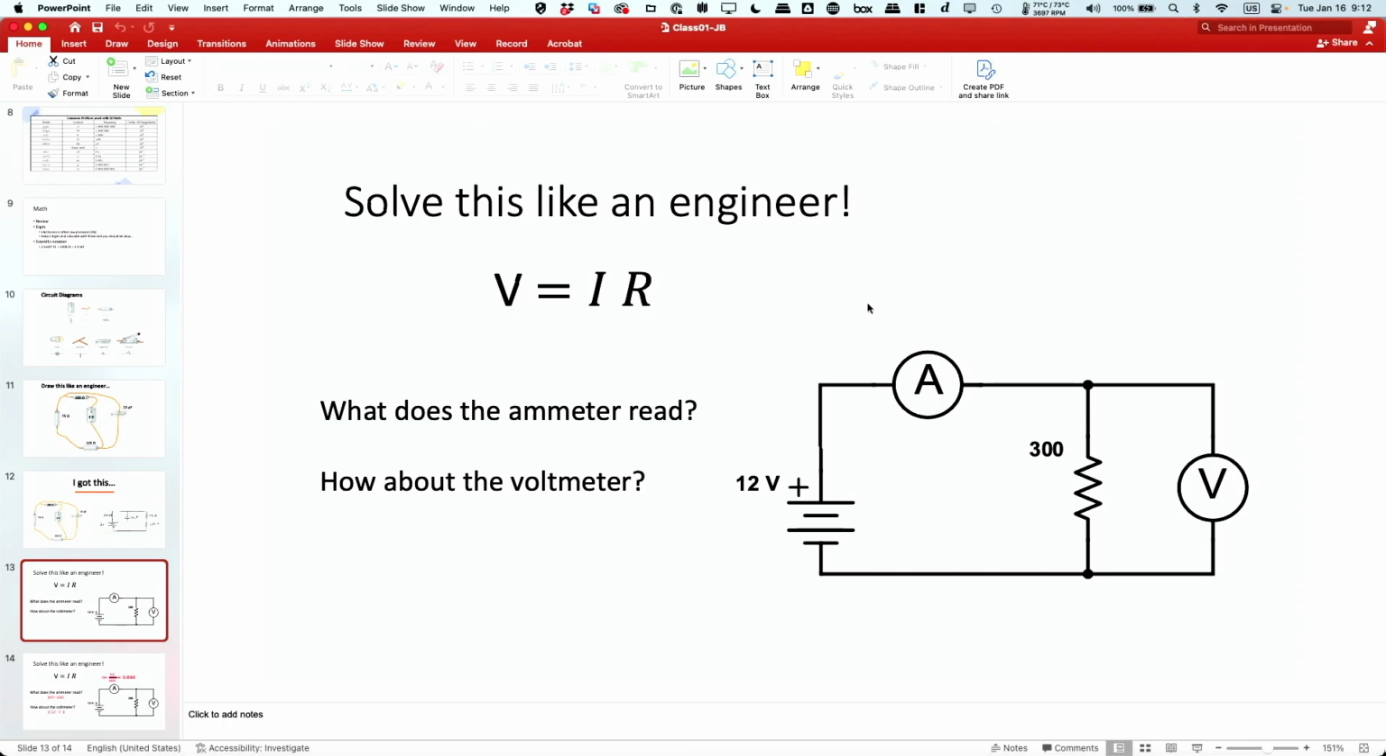No one has any guts? 0.04. Okay, 0.04. For what? The ammeter. Okay. Anybody got the voltmeter? Nobody? Is it just 12 volts? 12 volts! Yes. Excellent.